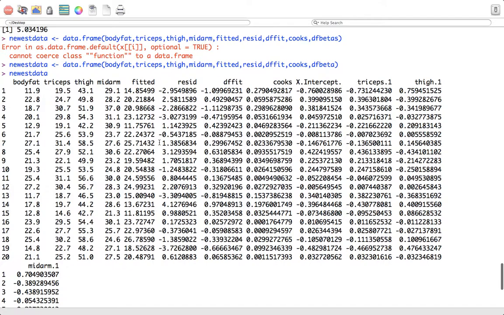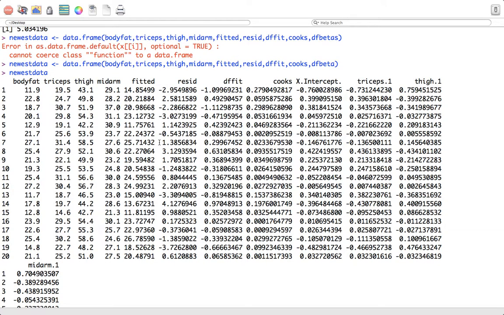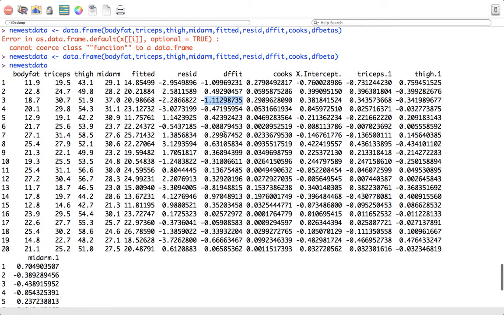The next thing I'd want to do is come down and look at my DF fits. Now, if we think back to DF fits, what were our major concerns there? Well, our DF fits, we didn't want to see anything much above 1. We got a small data set here. Case number 3 provides a little bit of concern. It's not much above an absolute value of 1, so I would not consider yet running my model without case 3.